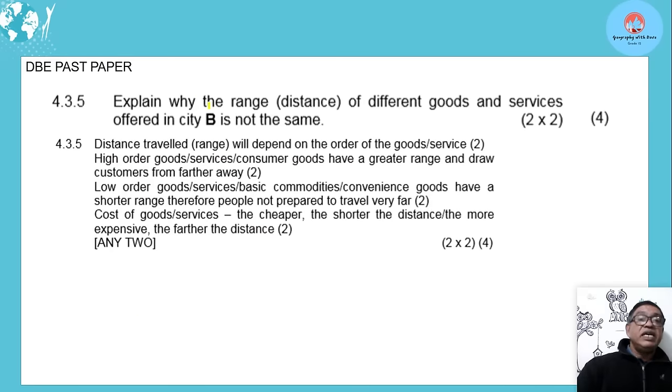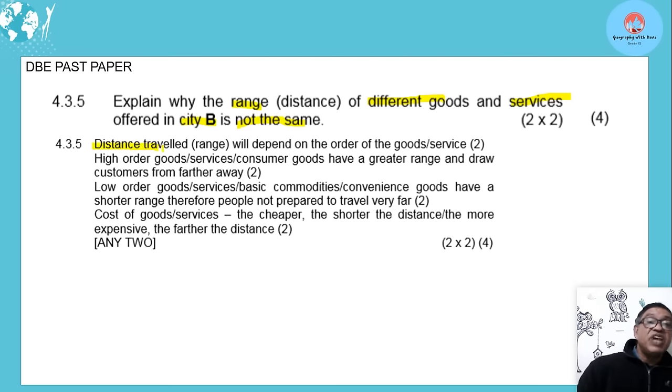Explain why the range, that's distance, of different goods and services offered in city B is not the same. All right, is not the same. So it's compared to city B. Okay, let's look at it.